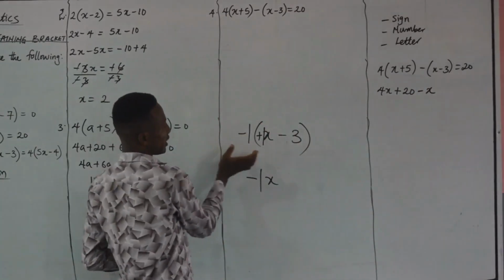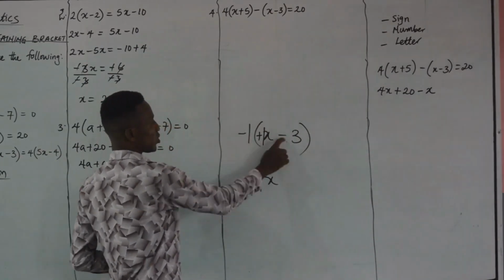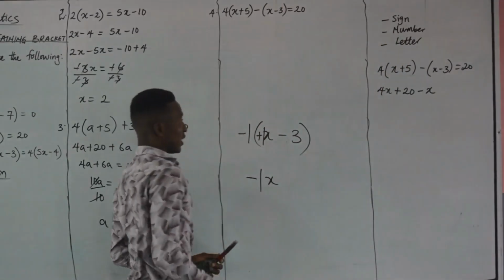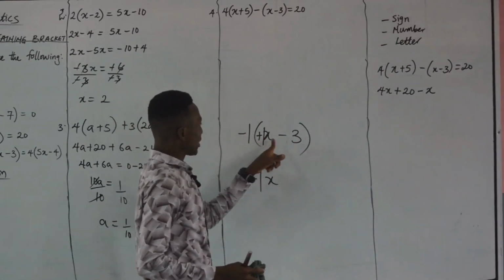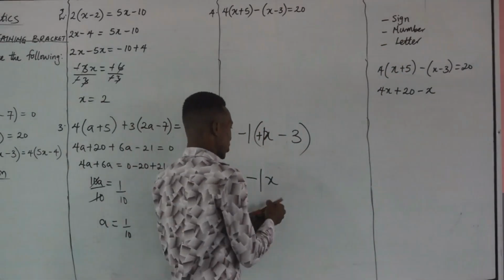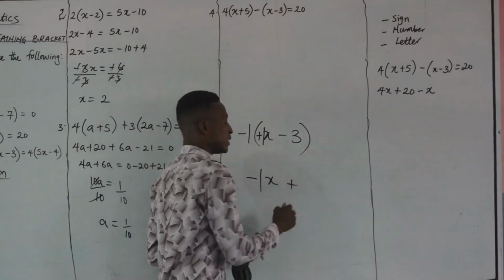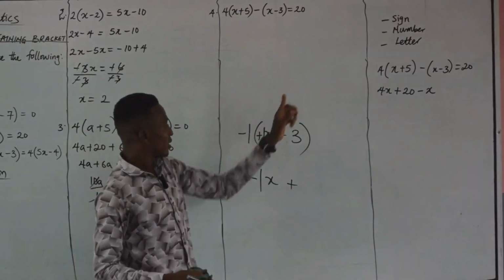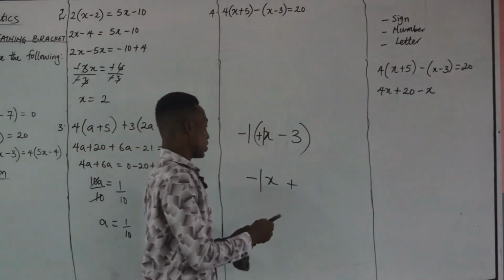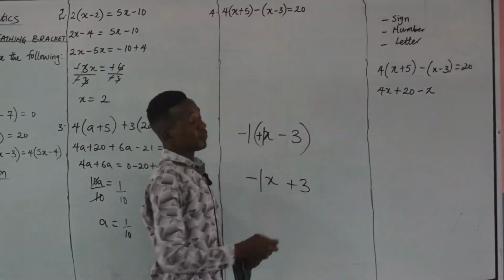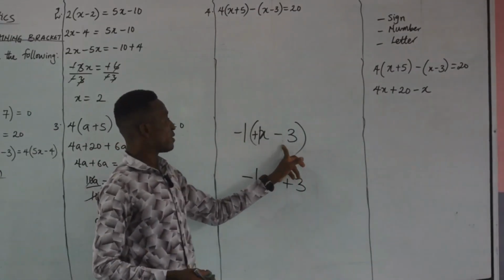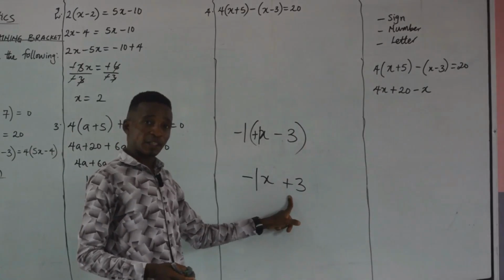Now we are done with the 1 here. Let's now take the next one. We are still going to follow sign, number and letter. Now the sign, minus times minus, gives us plus, because the signs are the same. When you have minus and minus, they are the same thing. Now the next one is number. 1 times 3 gives us 3. Unfortunately for us, there's no letter here, so that means we only have minus 1 multiplied by minus 3, which gives us plus 3.